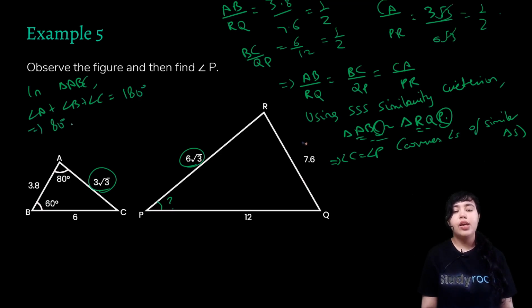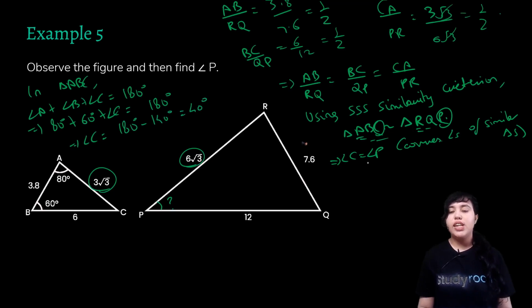Angle A is 80 degrees, angle B is 60 degrees. Angle C we need to find out. So on solving, you will get angle C as 180 degrees minus 140 degrees, which is equal to 40 degrees. We just stated that angle C and angle P are equal, which means angle P will also be equal to angle C, which is 40 degrees. So this is your answer.